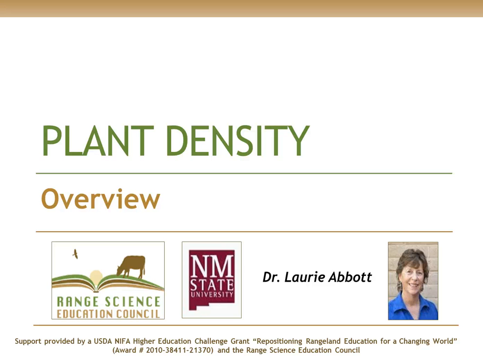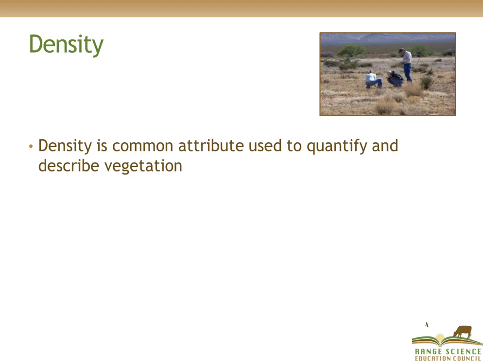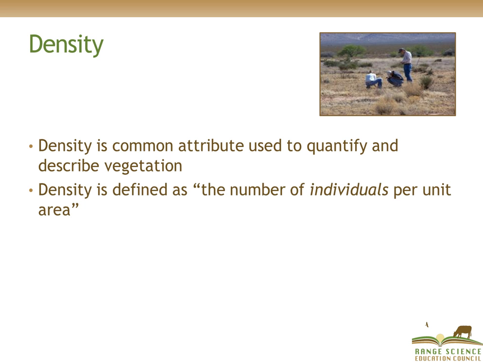Plant density, an overview. Density is a commonly measured attribute that we use to quantify and describe vegetation. Density is defined as the number of individuals per unit area.